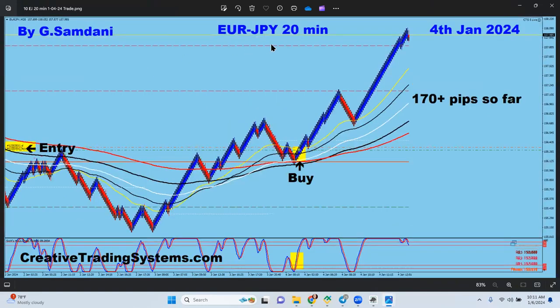Buy order here, euro yen. Yen was getting weaker, started to get weaker. So on the 4th, beautiful entry taken by the EA and gone. This is also a very, very by the book entry. But since I was in the trade, this was not open. One is enough, right? One trade per pair at a time.